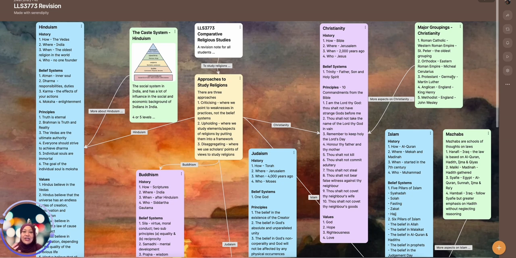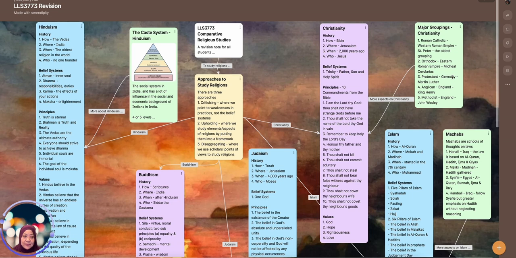And then we have Anglican. Anglican originated from England, and the person who actually started this is King Henry the Eighth. So don't forget to write it. King Henry the Eighth. And last but not least, Methodist. Methodist is from England, and the leader is John Wesley. So, 5 major groupings for Christianity.